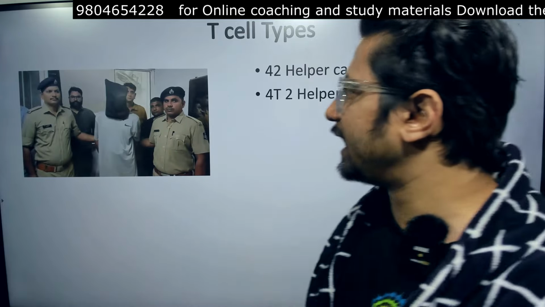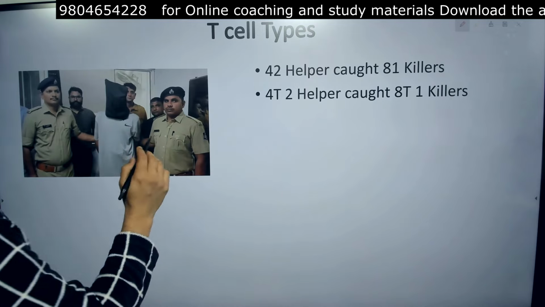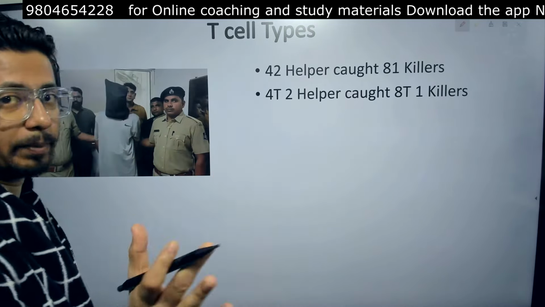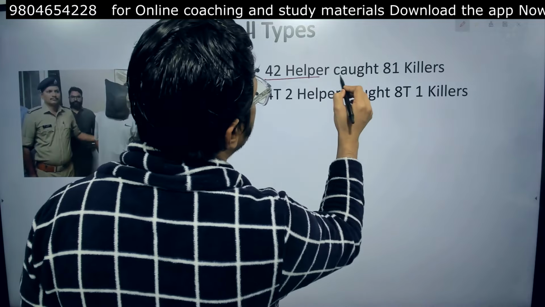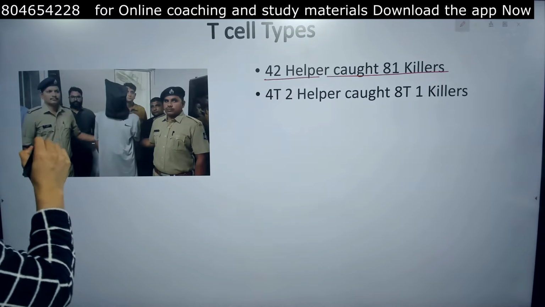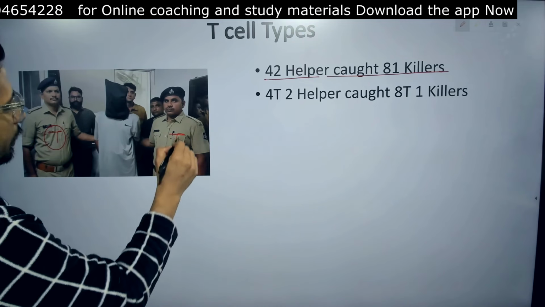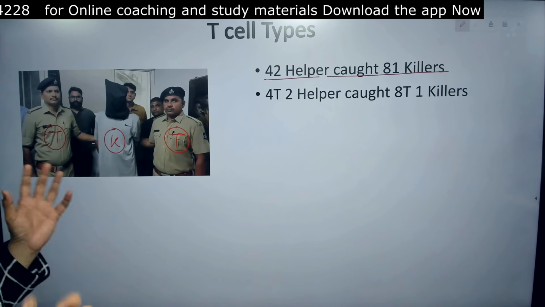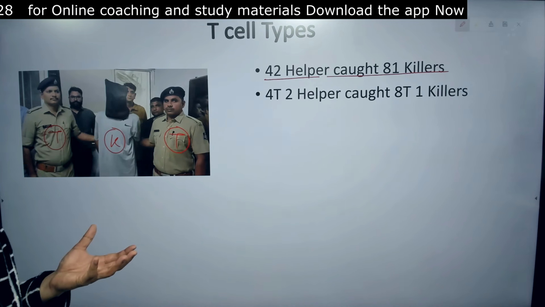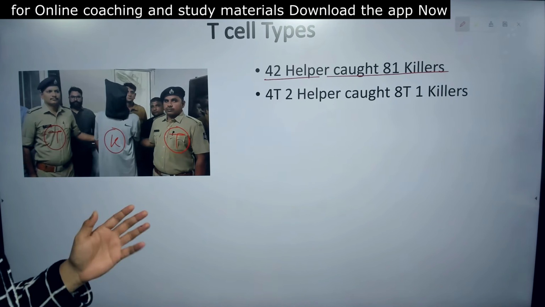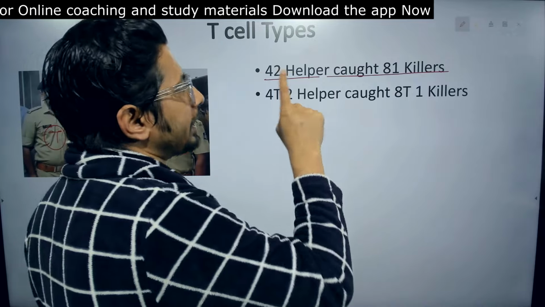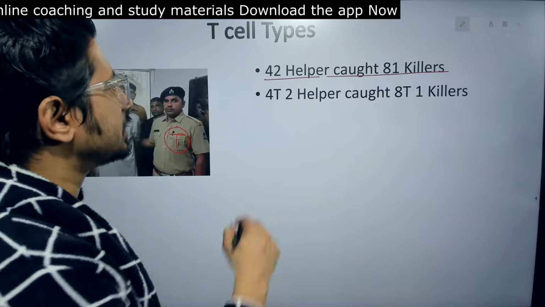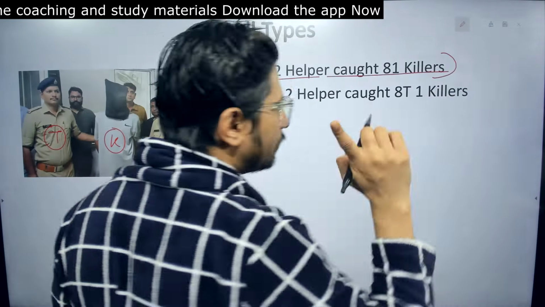So what we know is that policemen here, they are working as the T cells, right? So the sentence that you need to remember is 42 helper caught 81 killers. So they are actually T cells of our society and they captured killer, right? So this is how I put this information in my mind. So 42 helper caught 81 killers, right? So 42 helpers caught 81 killers. This is the sentence that we need to understand, only one sentence.